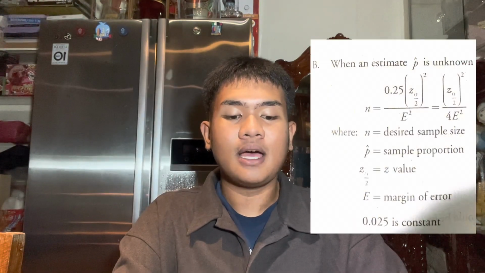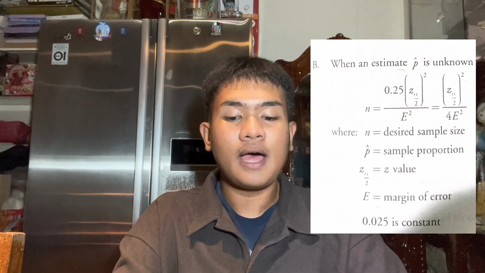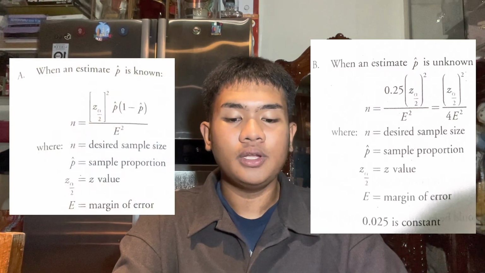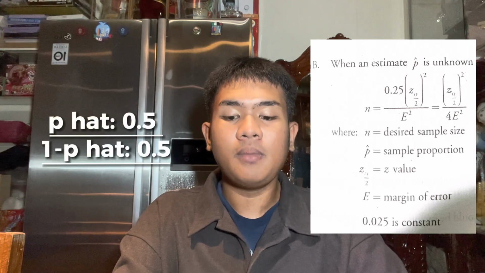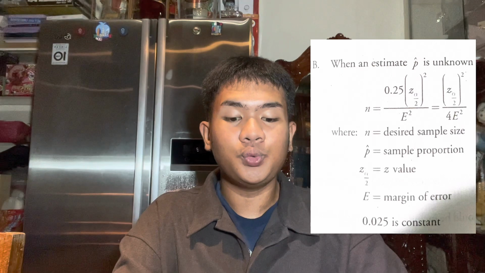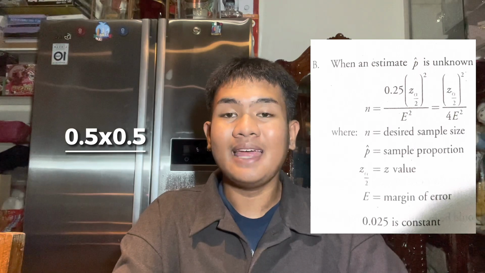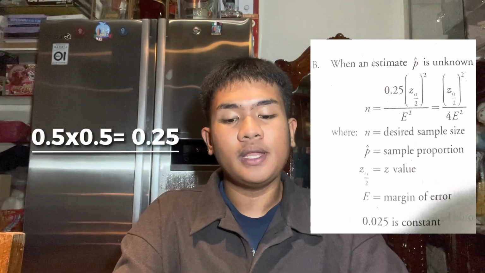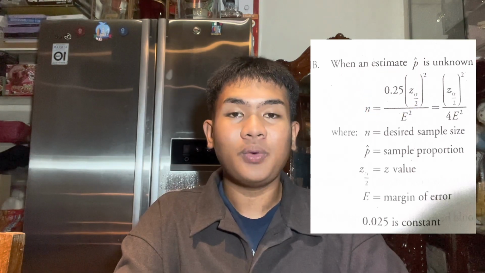Determining the sample size. The following are the two formulas: when an estimate P hat is known, and when an estimate P hat is unknown. So you are thinking, why is there a 0.25? If our P hat is unknown, we assume that the value is 0.5. The same with the 1 minus P hat. So what we are going to do is to multiply P hat and 1 minus P hat, and that equals 0.25. And that is the explanation for why there is a 0.25.